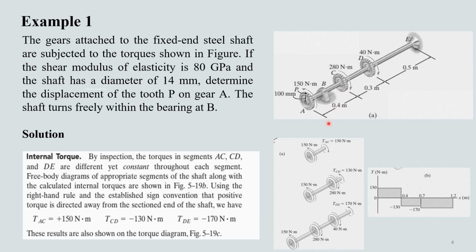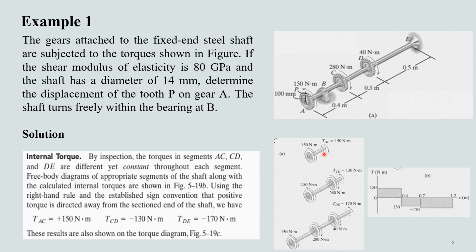So first we have to determine the internal torques that are acting at different points on the shaft before we can determine the displacement of the tooth P. By inspection, the torques in segments AC, CD and DE are different because different torques are being applied at the endpoints here. So if we draw a free body diagram of this shaft, we'll know that in the segment AC, the torque is 150 Newton meter clockwise.